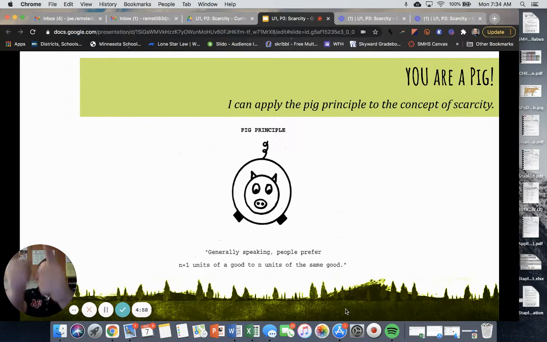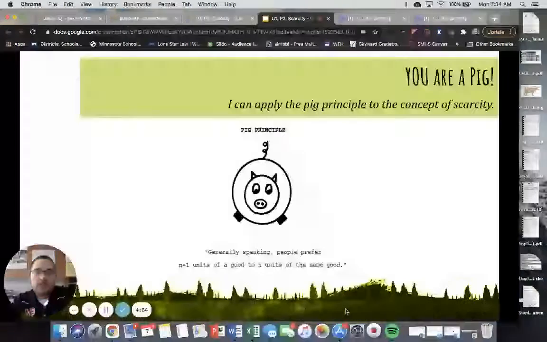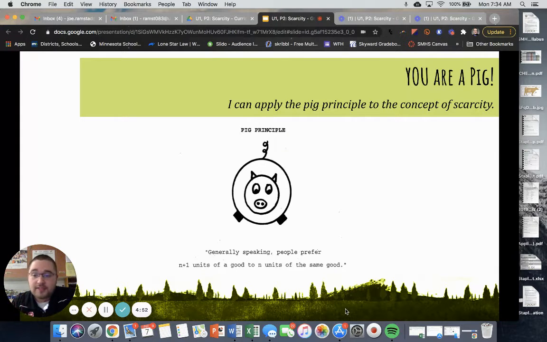You are a pig. You prefer n plus 1 units of a good to n units of the same good. Almost 100% guaranteed that you prefer that.